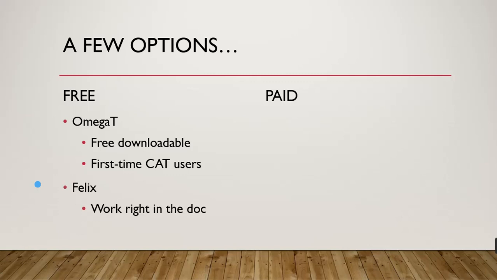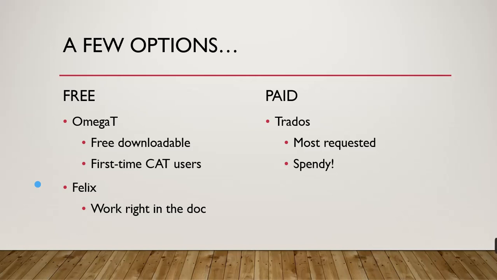OmegaT is similar to the example I showed you, where you translate by sentence or by segment. It splits your documents into segments. Felix, on the other hand, you actually work right in the document. In the Word document, you would click on a sentence, and then you would translate that sentence, and you would continue on like that. There's no import, export, nothing like that. You just work right in the document, which is very nice, especially for literary things, poems, things with a lot of context. Felix is a great tool.